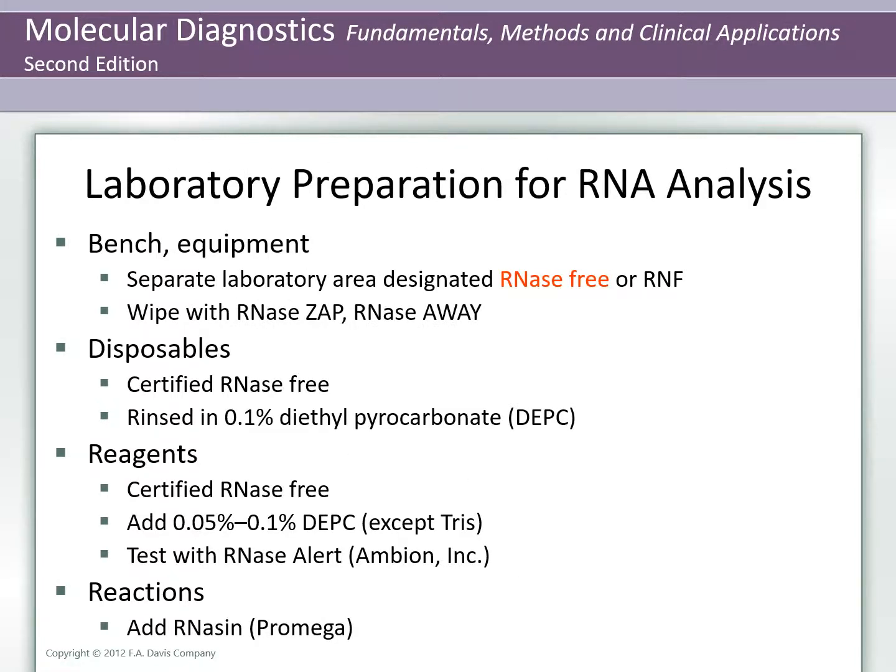We've seen this slide before regarding preparation for RNA analysis, and it was mentioned previously that it's important that bench and equipment need to be designated RNase-free or RNF. Wipes with RNase ZAP or RNase away products can be used to ensure RNase-free equipment and environments. Disposables also need to be certified as RNase free and can be rinsed with 1% diethyl pyrocarbonate. Reagents as well should be certified as RNase free and can be tested with RNase alert to ensure that they are RNase free.